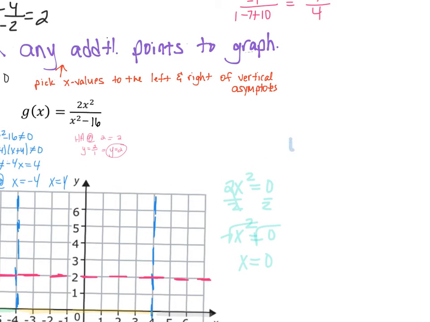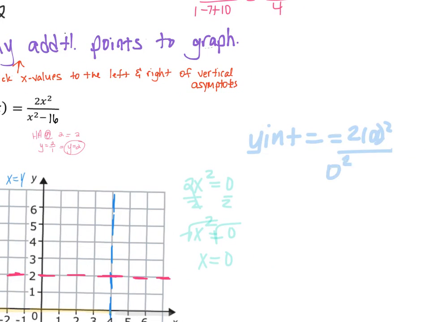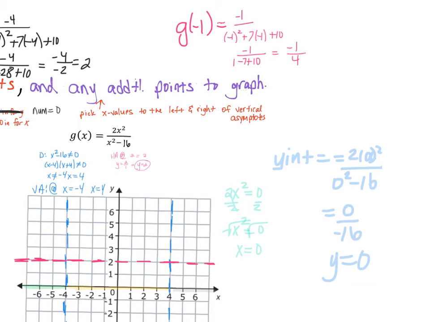So for the y-intercept, I'm going to say it's 2 times 0 squared over 0 squared minus 16. Well, what's 2 times 0 squared? 0. And what's 0 squared minus 16? Negative 16. So where's my y-intercept? Okay. Questions? Yes, no, maybe? Yes, sir.